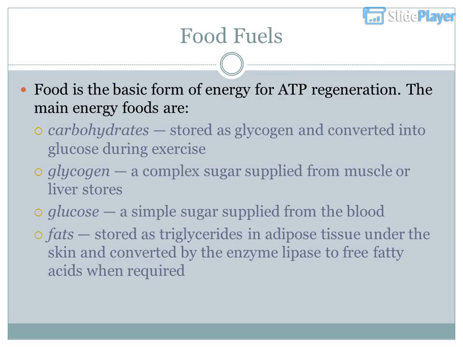Food fuels. Food is the basic form of energy for ATP regeneration. The main energy foods are carbohydrates, stored as glycogen and converted into glucose during exercise. Glycogen, a complex sugar supplied from muscle or liver stores. Glucose, a simple sugar supplied from the blood. Fats, stored as triglycerides in adipose tissue under the skin and converted by the enzyme lipase to free fatty acids when required.